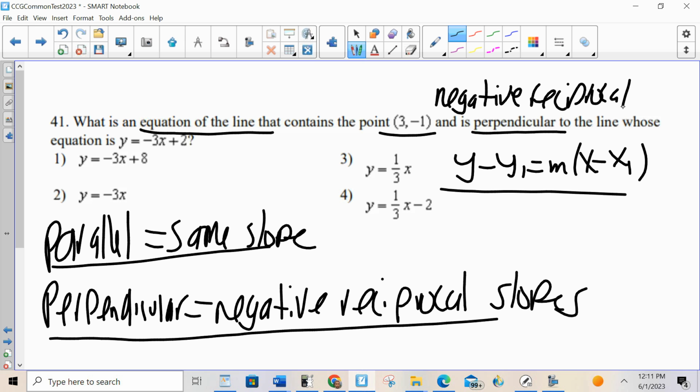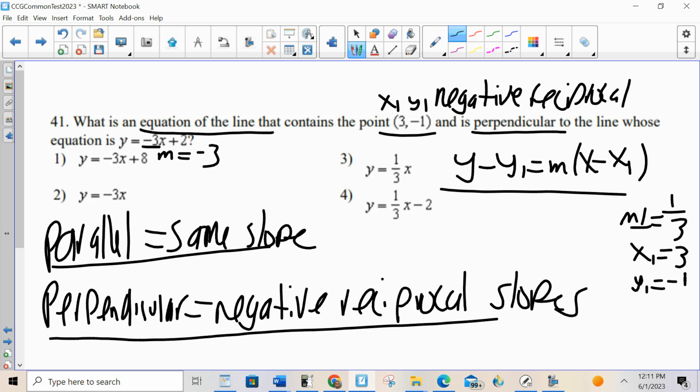So if the slope of this line is negative 3, then the slope of my line is the negative reciprocal of that, which is 1/3. I then need my x1 and my y1, which are the coordinates of a point it passes through. x1 is 3, y1 is negative 1, and then I'm just going to substitute those values into my point slope formula. Y stays y, and minus in a formula means change the sign. So if it's minus y1, it means change the sign of y1. If y1's negative 1, I write plus 1.